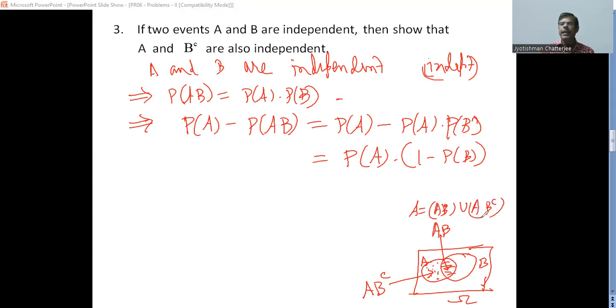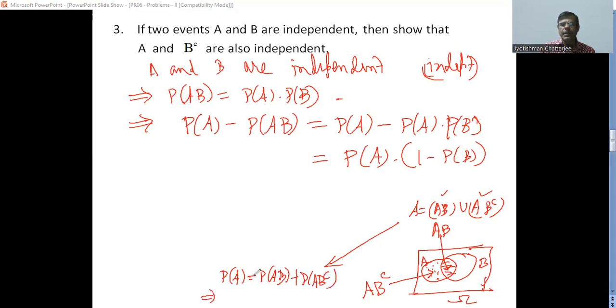And see, AB and AB complement, that is this one and this one, these are two disjoint events. And what do you know about disjoint events? When you do probability of the union, it decomposes as summation of the individual parts, like volume or area of non-overlapping regions. So I can use that to write PA is equal to P of AB plus P of AB complement.